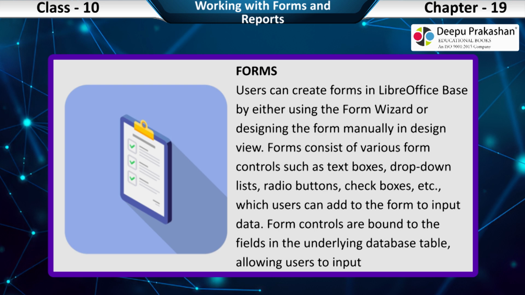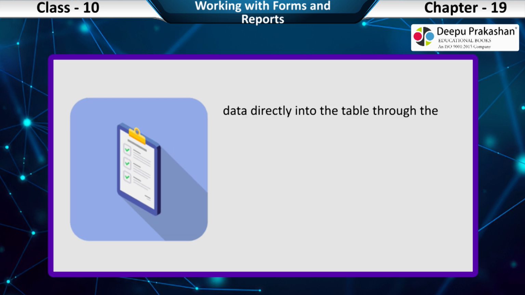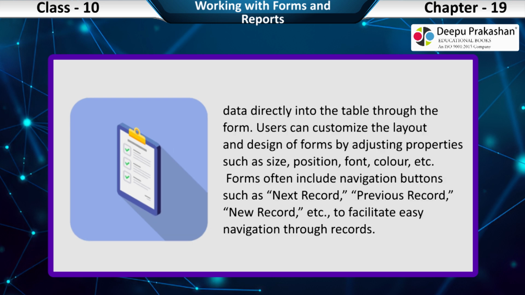Form controls are bound to the fields in the underlying database table, allowing users to input data directly into the table through the form. Users can customize the layout and design of forms by adjusting properties such as size, position, font, color, etc. Forms often include navigation buttons such as Next Record, Previous Record, New Record, etc. to facilitate easy navigation through records.